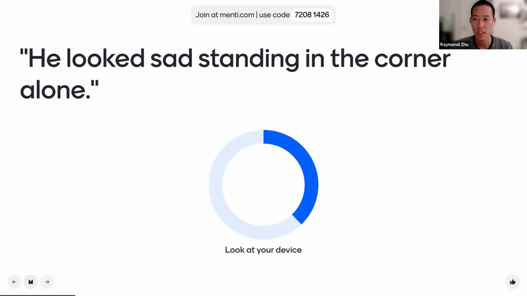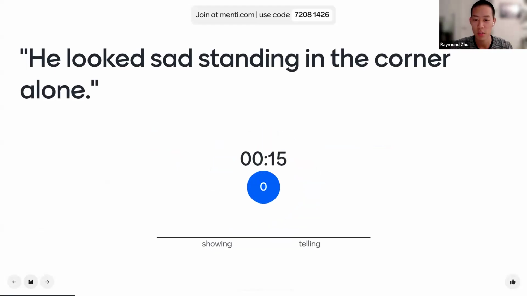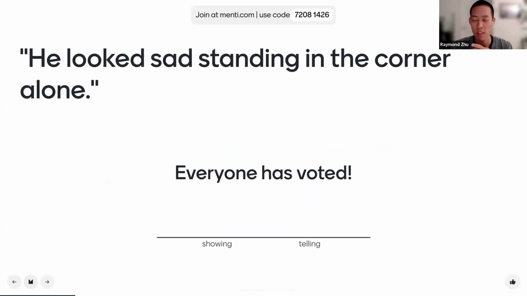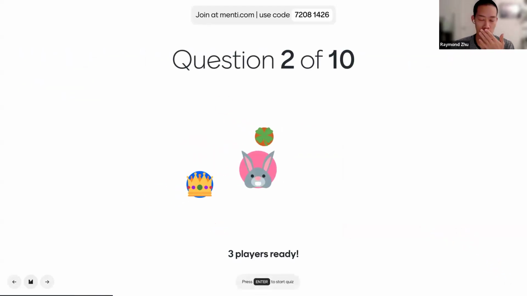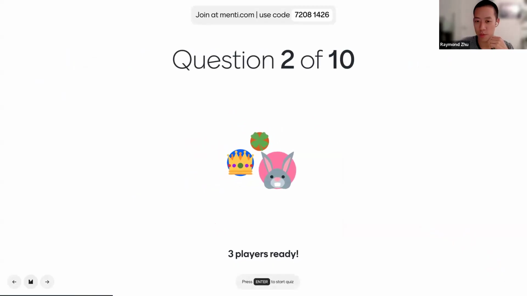He looked sad standing in a corner alone. Okay, everybody got this one. Telling, right? Because it's a character's thoughts or feelings. It's something that we wouldn't be able to see if we were there, right? Question number 2.